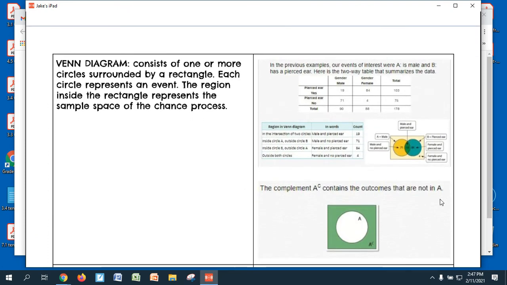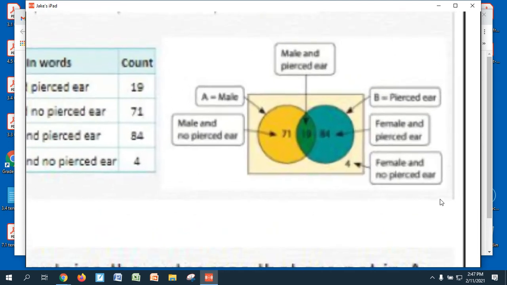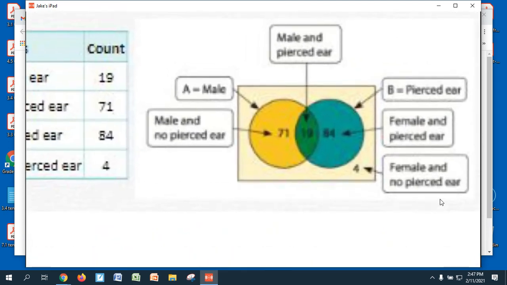Then we have what's called a Venn diagram. Hopefully, you know what a Venn diagram looks like. This is what it looks like. We've definitely worked with this in the past. It's just another way to display data and a good way to easily identify probability.